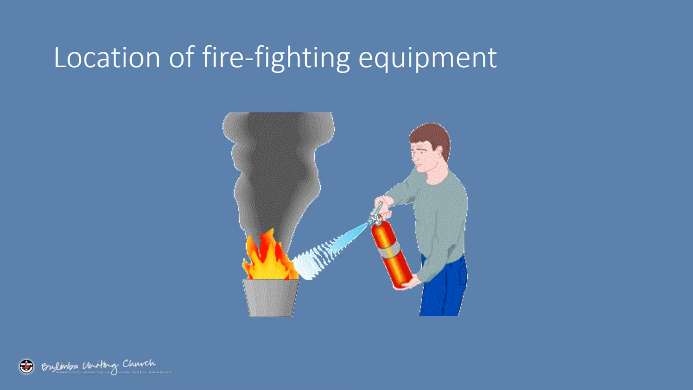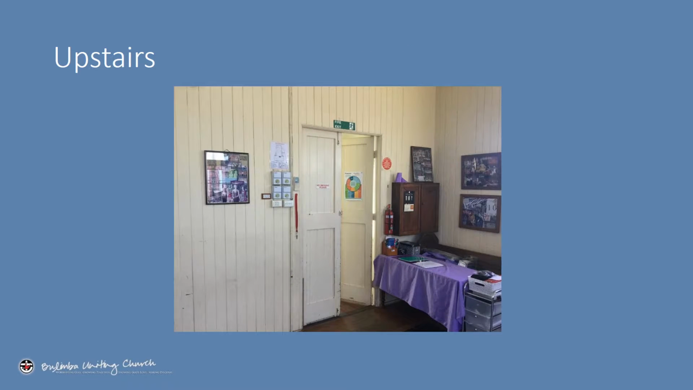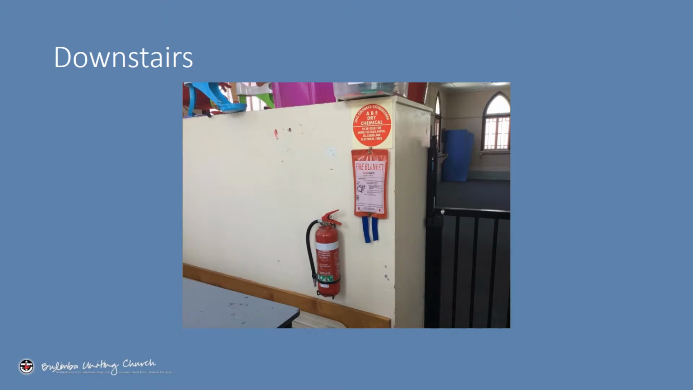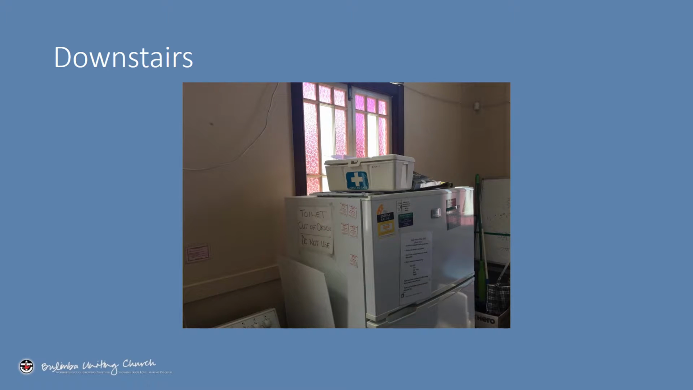Now, let's look at the locations of the various pieces of firefighting equipment. On the upper floor, there is a fire extinguisher located beside the main exit from the hall. Downstairs, in the lower hall, there is a fire extinguisher and a fire blanket located in the kitchen. If required, a first aid kit is situated on the fridge in the kitchen also.